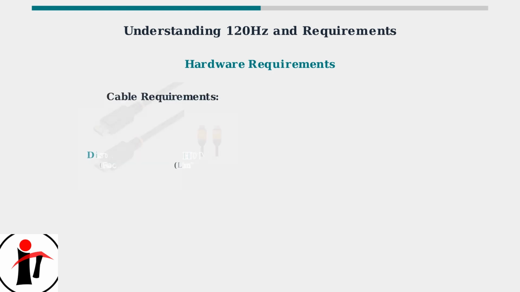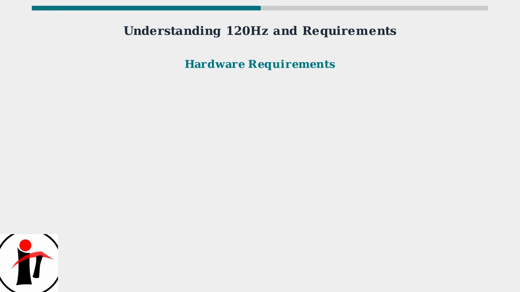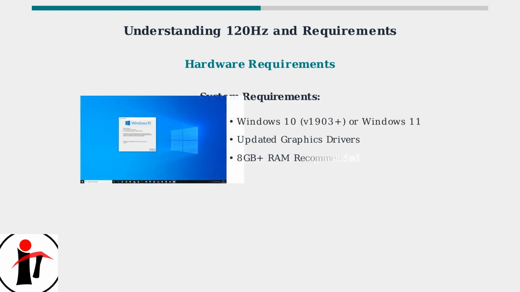Proper cable connections are crucial for 120 Hz. DisplayPort 1.2 or higher is recommended for the best performance, while HDMI 2.0 or higher can also work but may have resolution limitations. Your system also needs to meet software requirements.